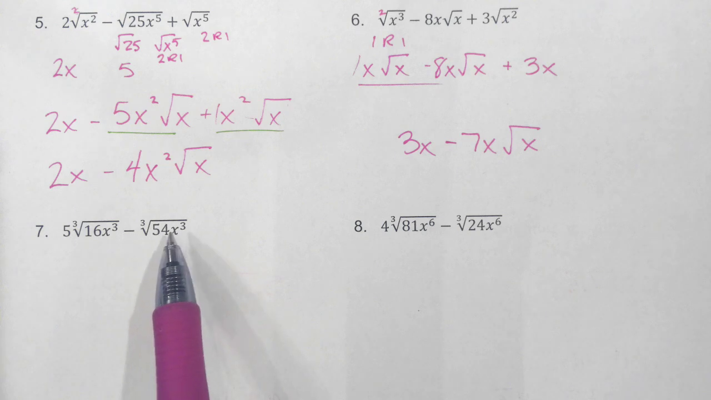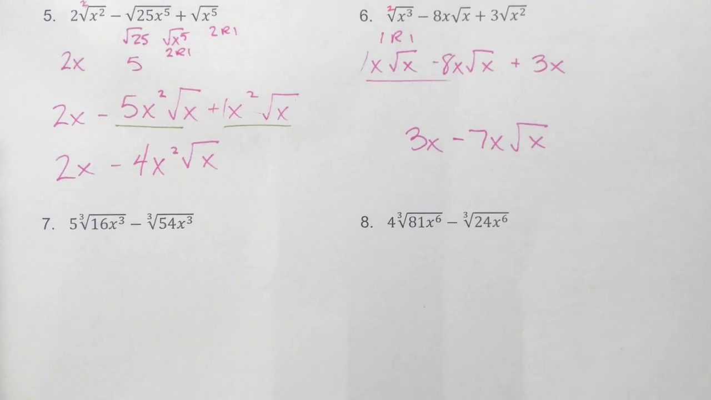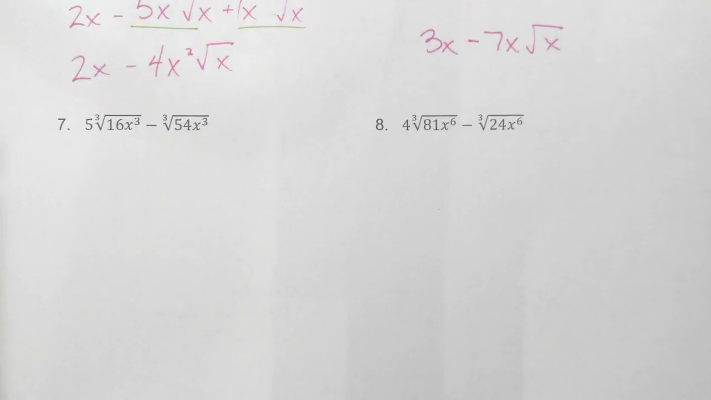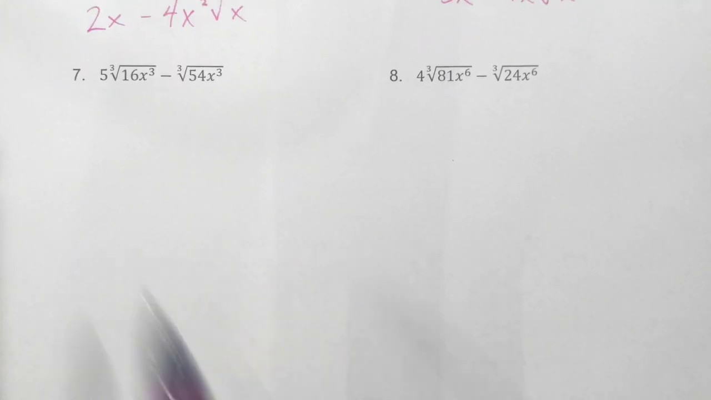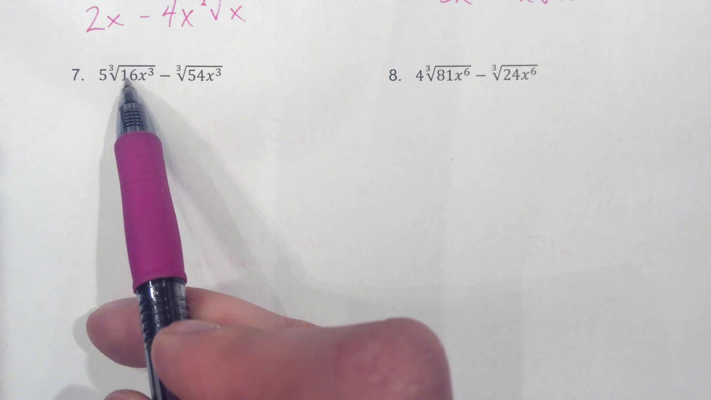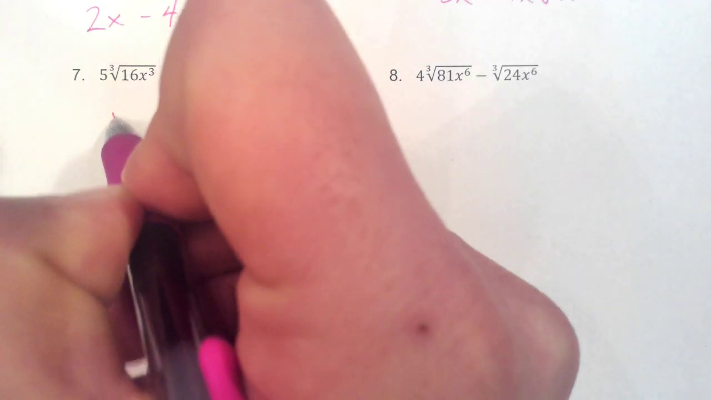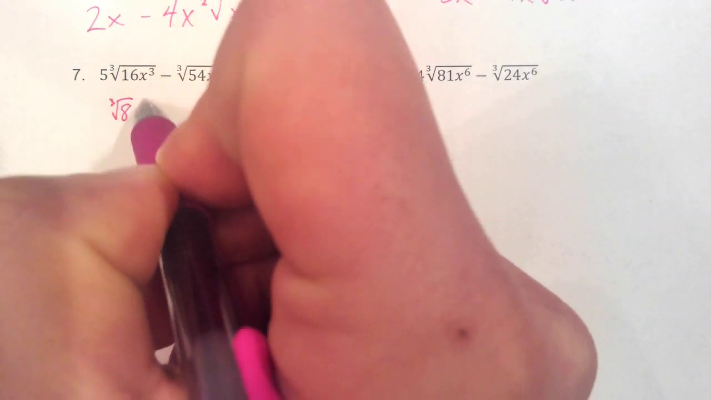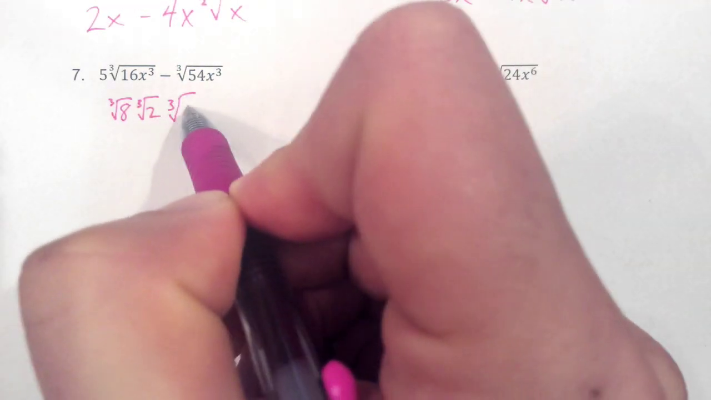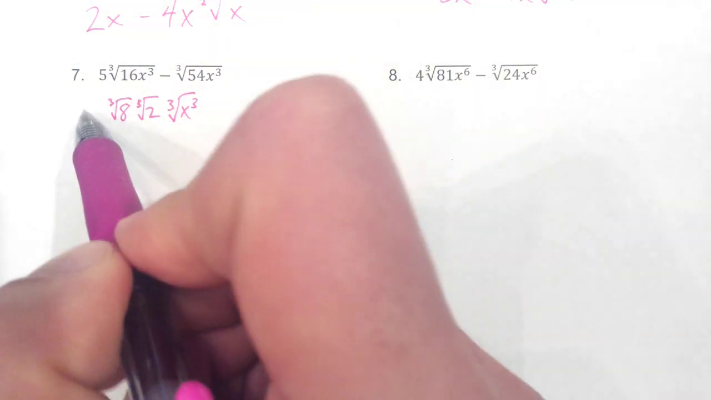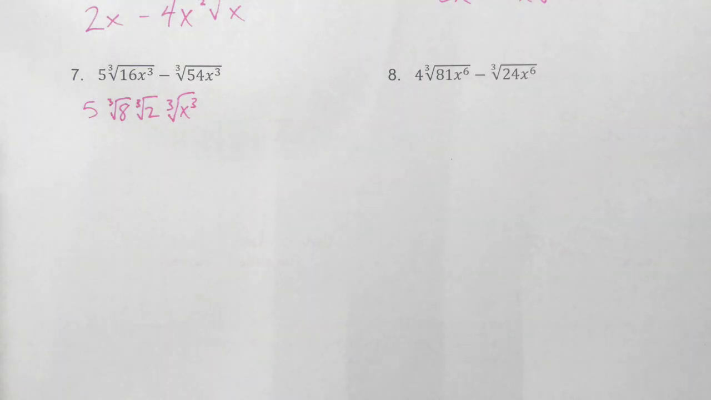Okay, just a couple more examples. This time we're doing some cube roots. So if you remember from yesterday, you're just looking for what perfect cube divides. What perfect cube divides 16? You would say that's 8, the cube root of 8 times the cube root of 2. And then I also have the cube root of x cubed as well, and the 5 out front too. So lots of things going on there.